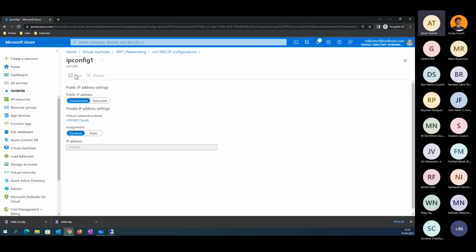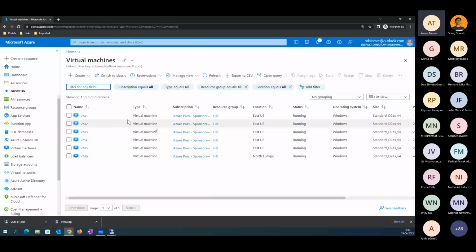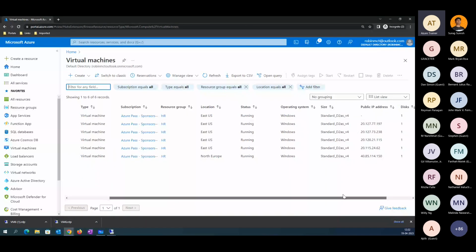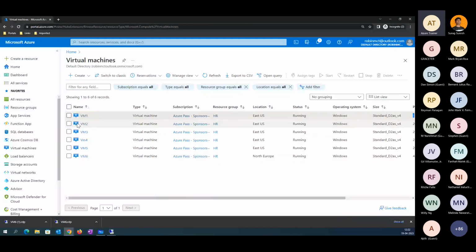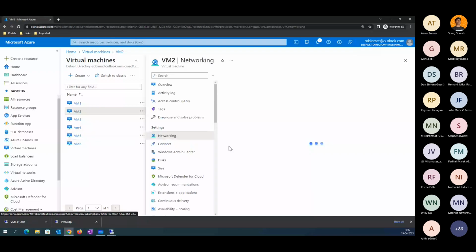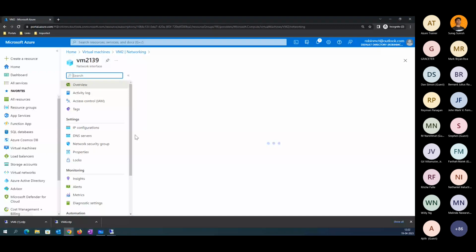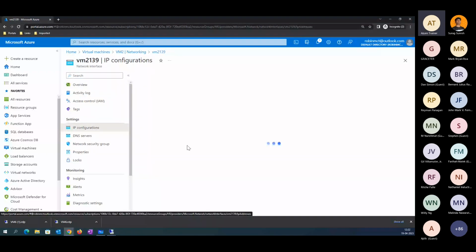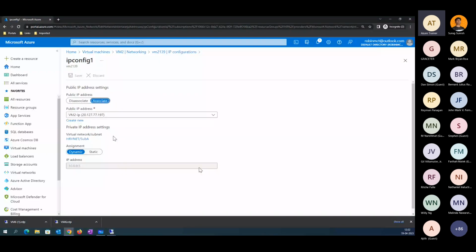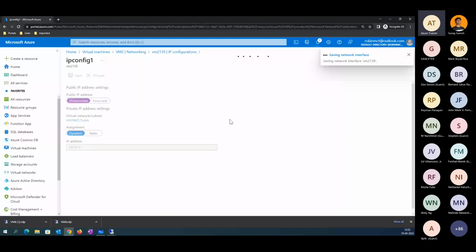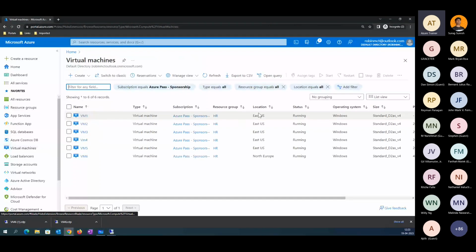Right now we have removed this public IP address. You can see here that the public IP address is removed. Now I have another computer, VM2 also. Let me remove the public IP address here too. Disassociate, save. Now you can see we have two VMs configured here, VM1 and VM2.